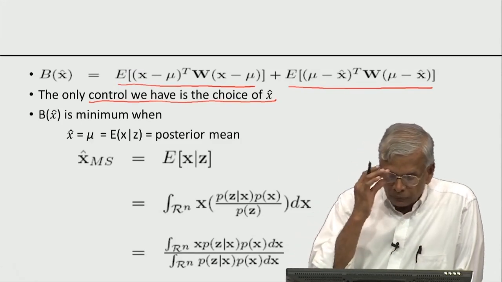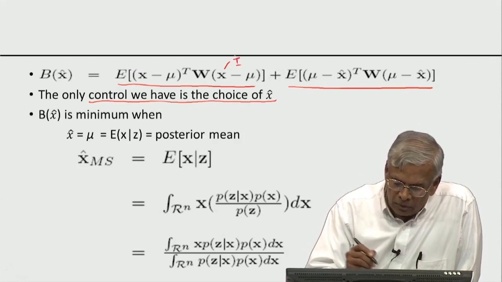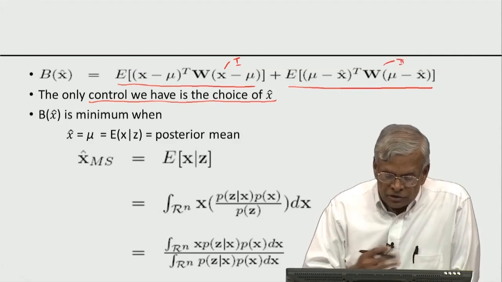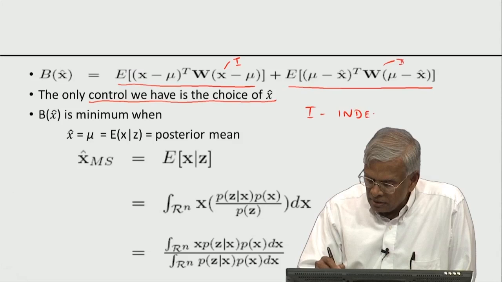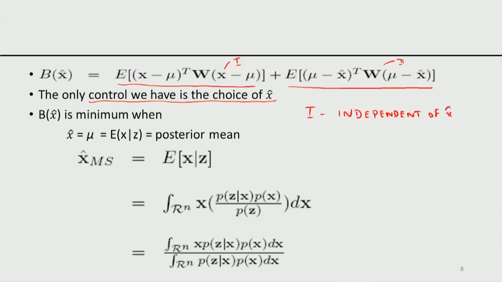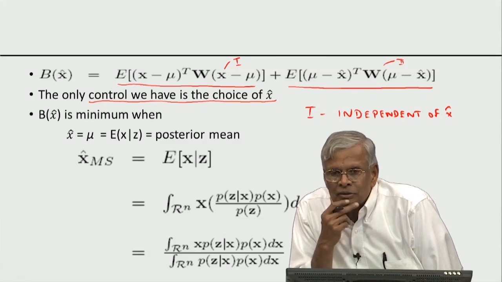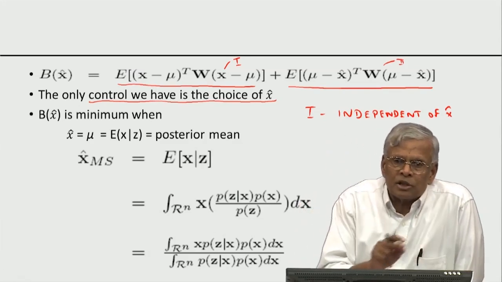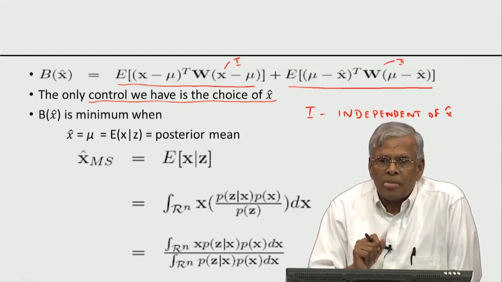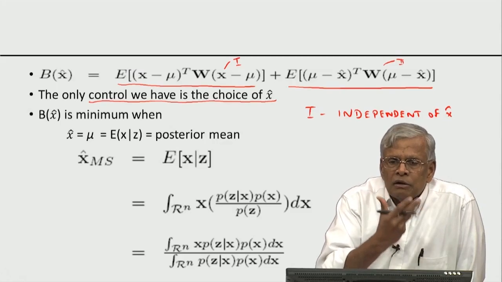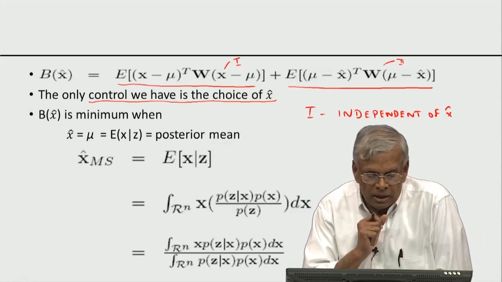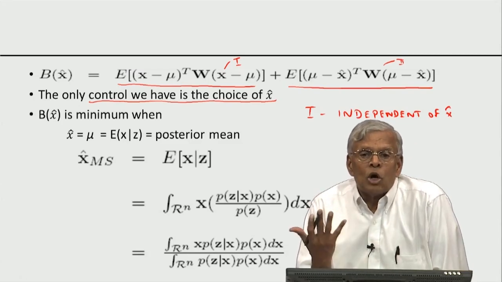Now if you look at this expression, this is the first term, this is the second term. The first term does not have x hat as a part of it. First term is independent of x hat. If something does not depend on x hat, I can't change anything. The second term on the other hand depends on x hat. The first term is an expectation of a quadratic form, and W is a symmetric positive definite matrix. Therefore, the quadratic form is always positive. The first term is the expectation of a positive quantity, which is going to be greater than 0, unless x is equal to mu.